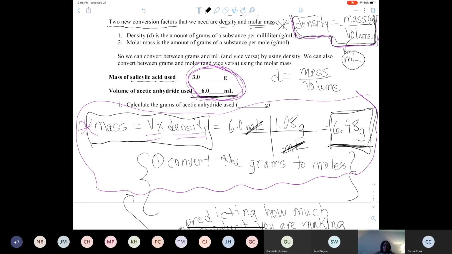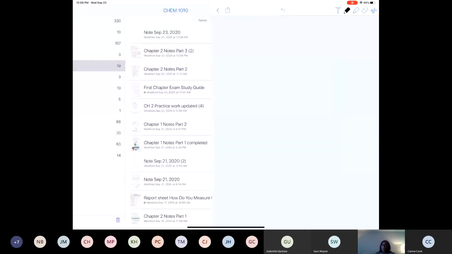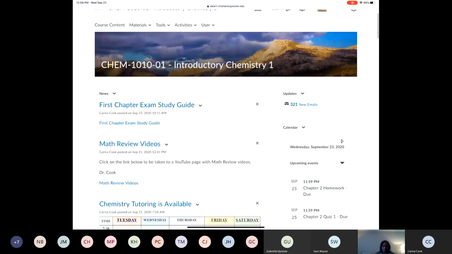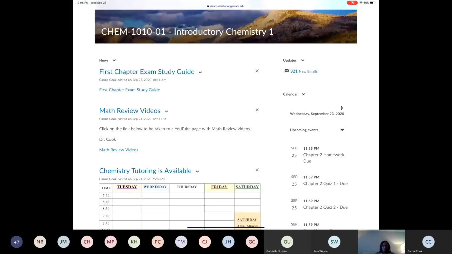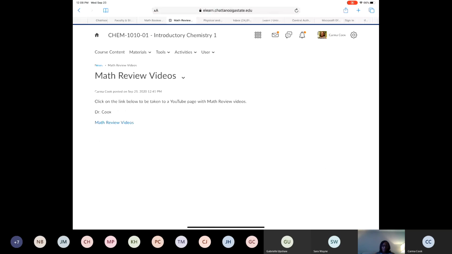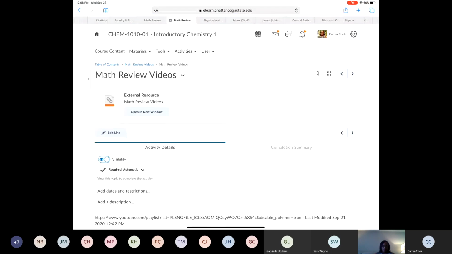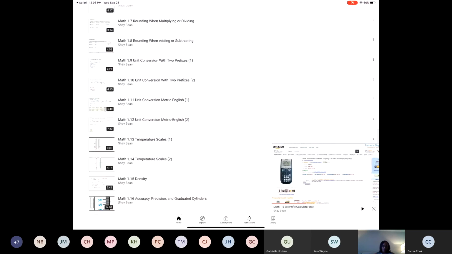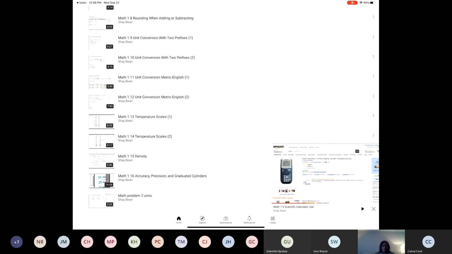Also dealing with density, there's a question like this on the math review. I posted some math review videos, and if you watch the math review video on density, click open another window, and there's a video on density. I would definitely recommend you watch that video on density. It's only about 5 minutes long.